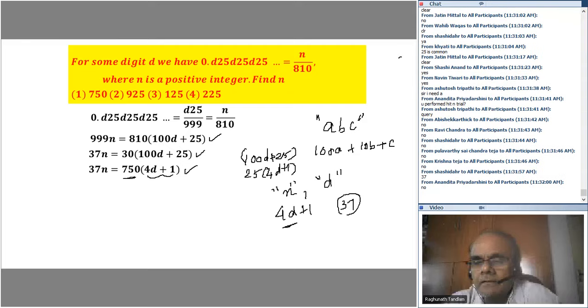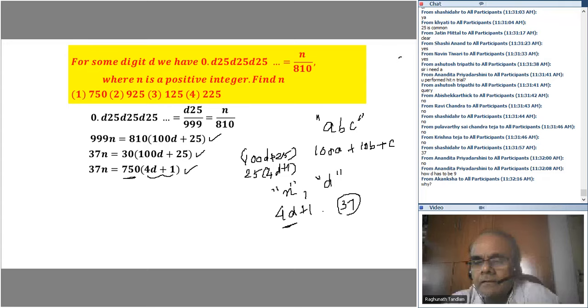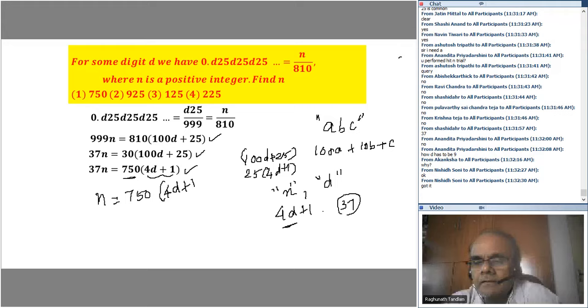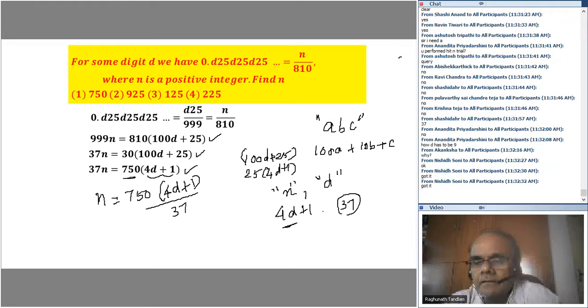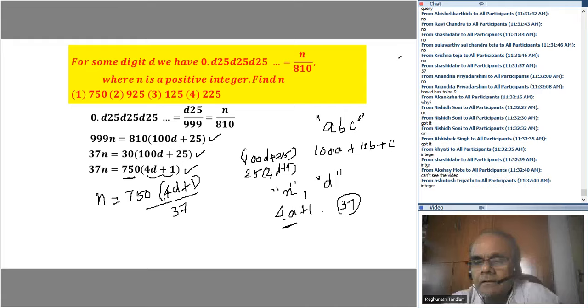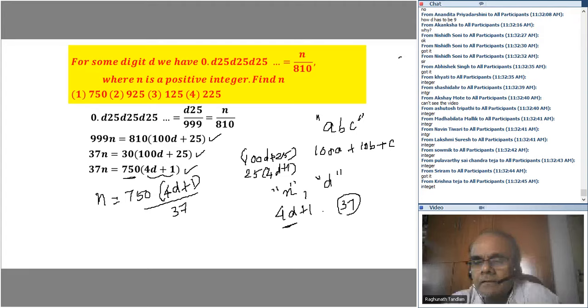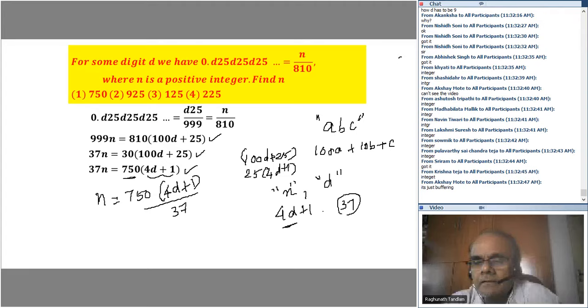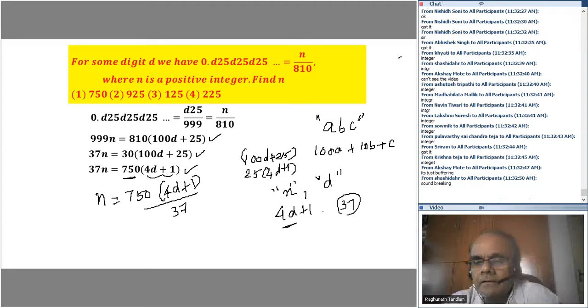See, 750 cannot be divided by 37. See, what is n? 750 into 4d plus 1 by 37. Is n an integer or not an integer? 750 is not divisible. So d should be 9.